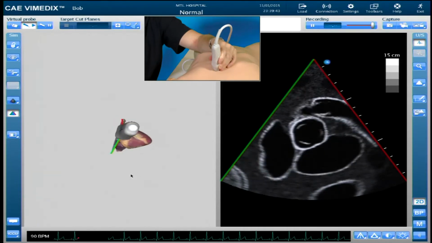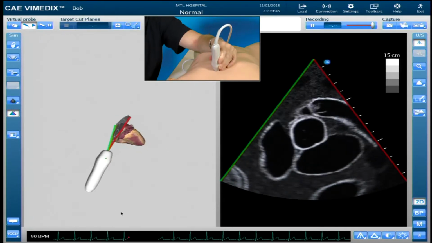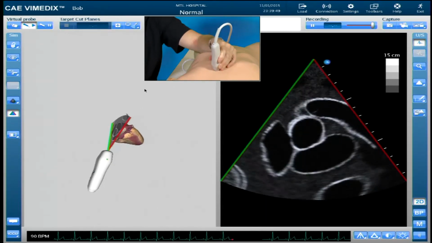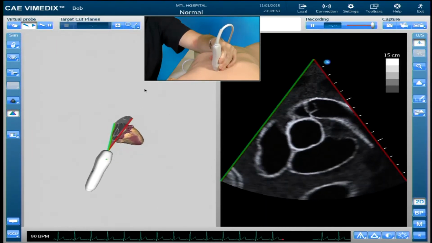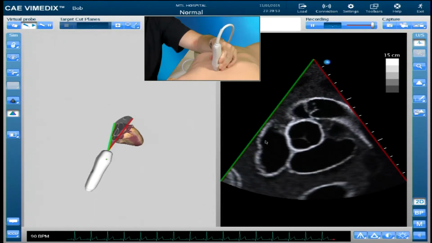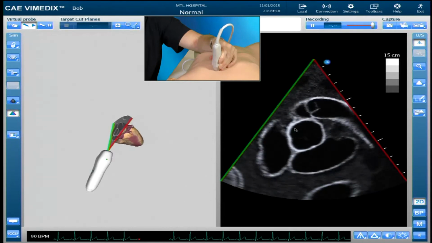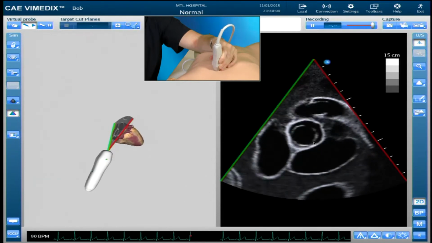And by the short axis view, I mean that we are bisecting that heart directly across it and trying to do that in a perpendicular fashion. And so there you have the aortic valve view where you can see the three cusps of the aortic valve, the non-coronary cusp, the right coronary cusp, and the left coronary cusp.